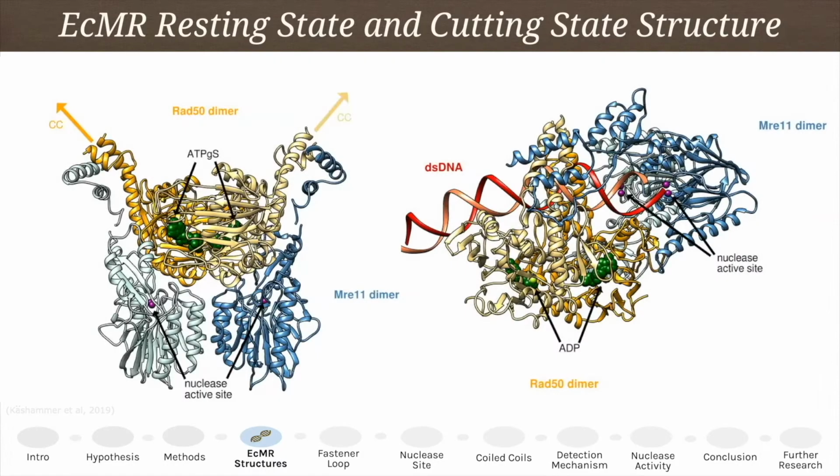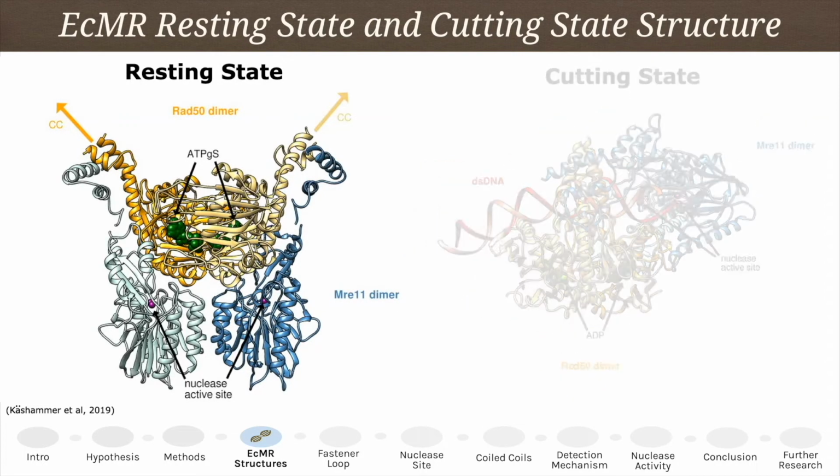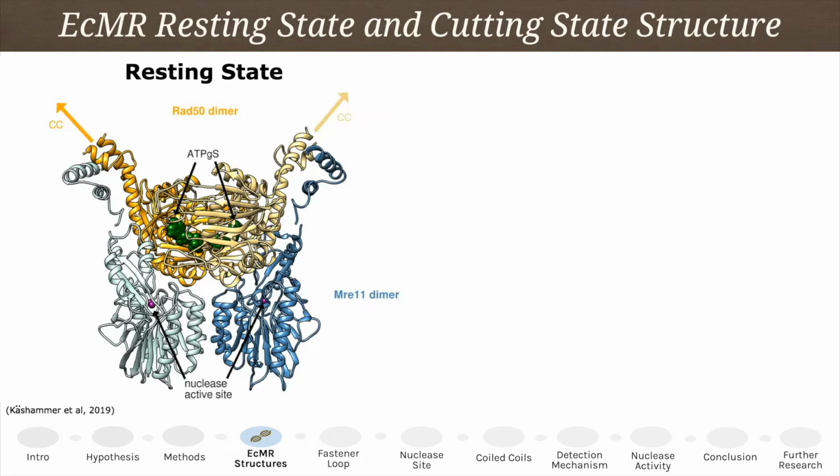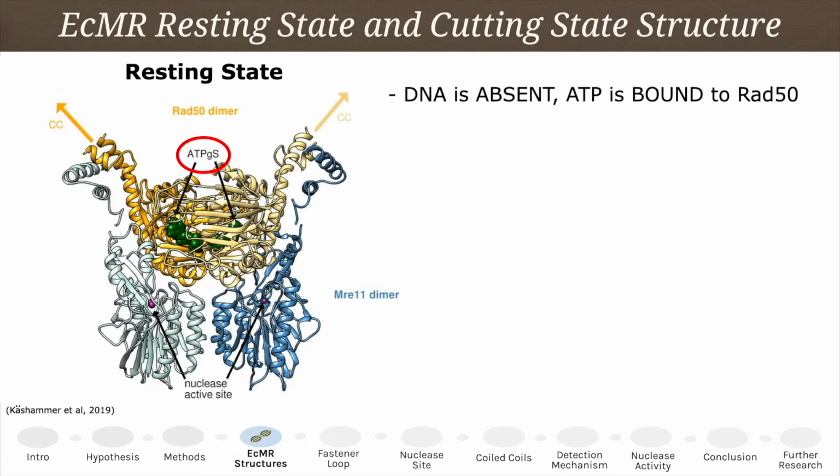Through cryo-EM and single-particle reconstruction, the structure of ECMR was determined to exist in two major states, the resting state and the cutting state. The resting state represents the state of ECMR in which DNA is absent and ATP is bound to Rad50. As seen in the labeled resting state structure, ATP gamma S was used in the absence of ATP to obtain a higher resolution structure.